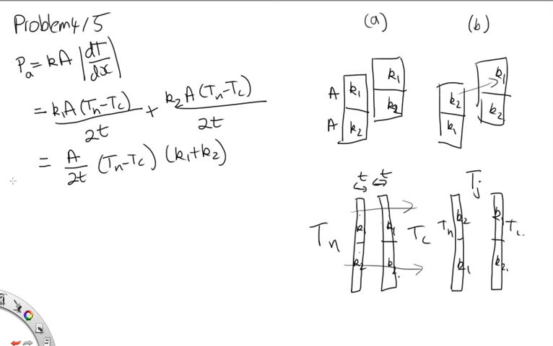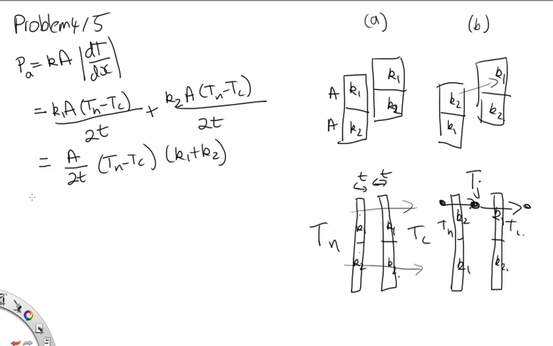Okay, now we need to consider scenario B. In scenario B, the heat flows through K2 and then through K1. Now what we know is that the same amount of heat must flow from here to here as from the middle to this end, because otherwise we'd have heat build up or loss in the middle, and that doesn't happen. The middle would then melt.